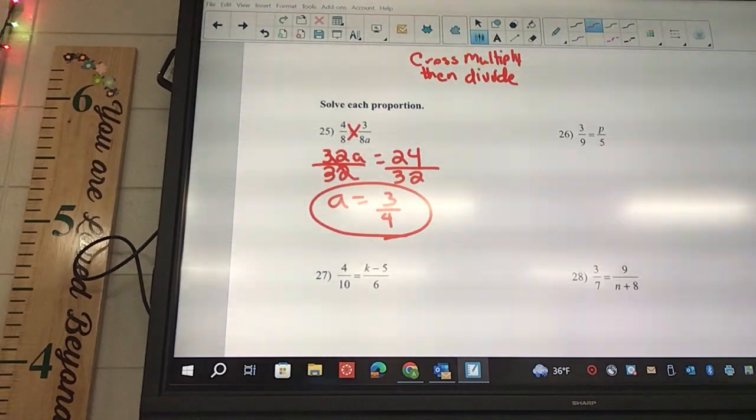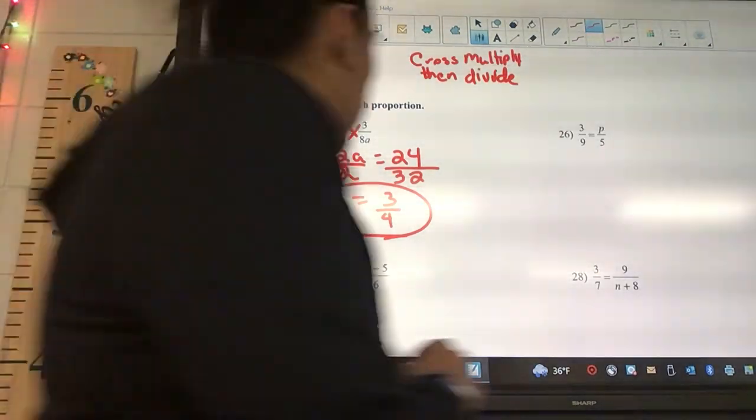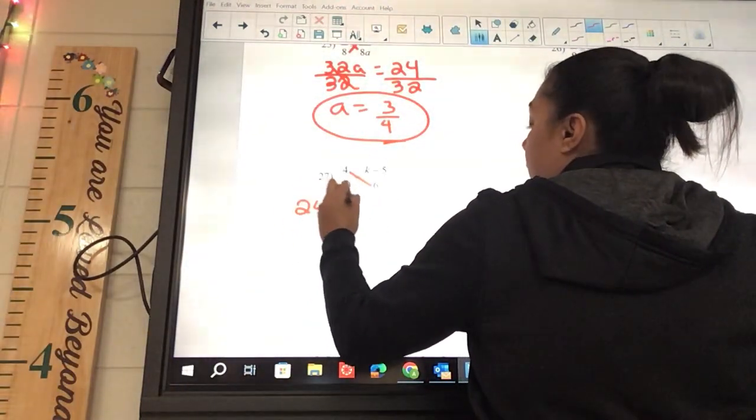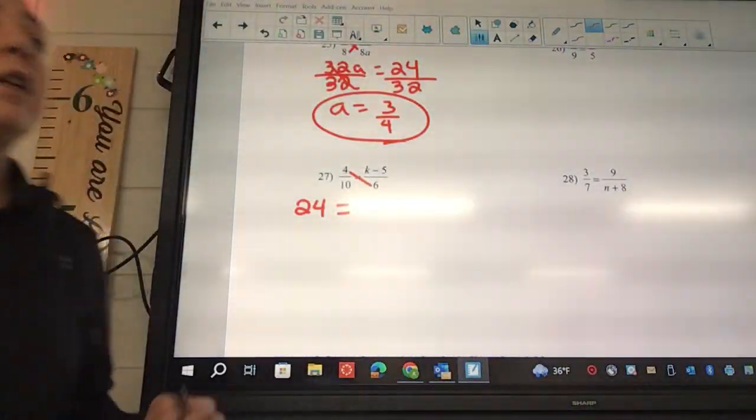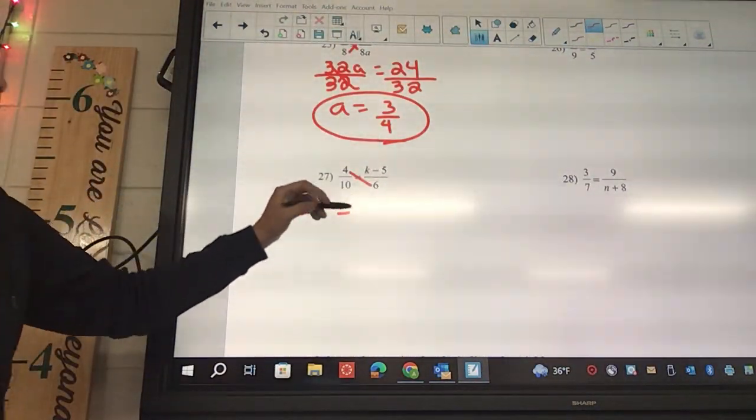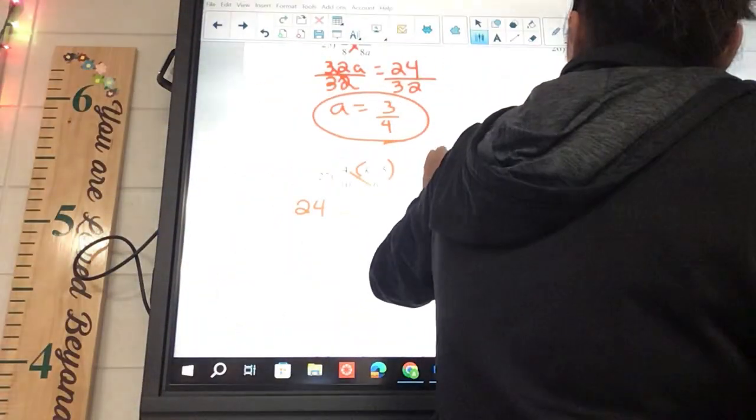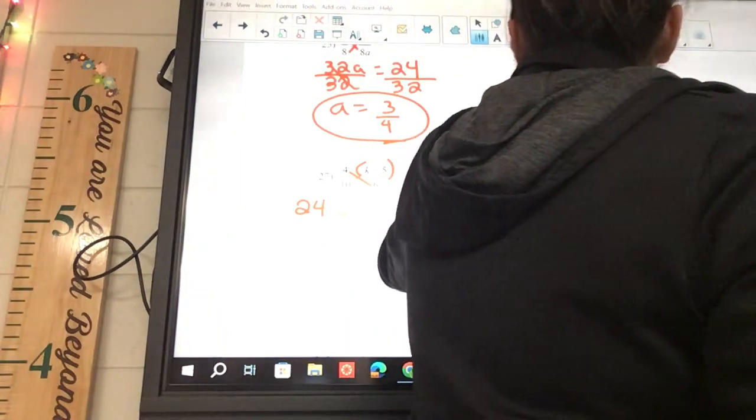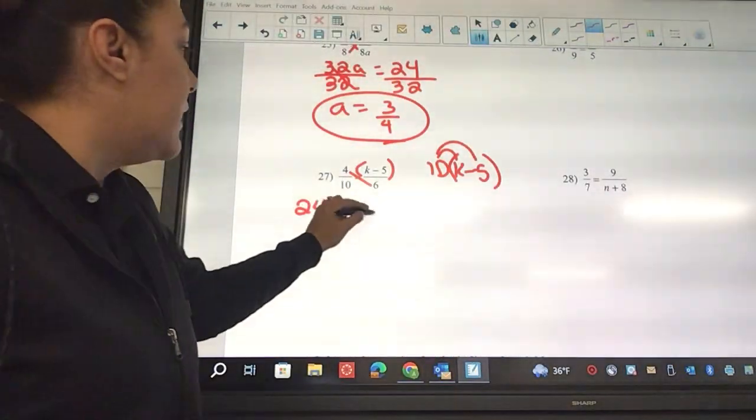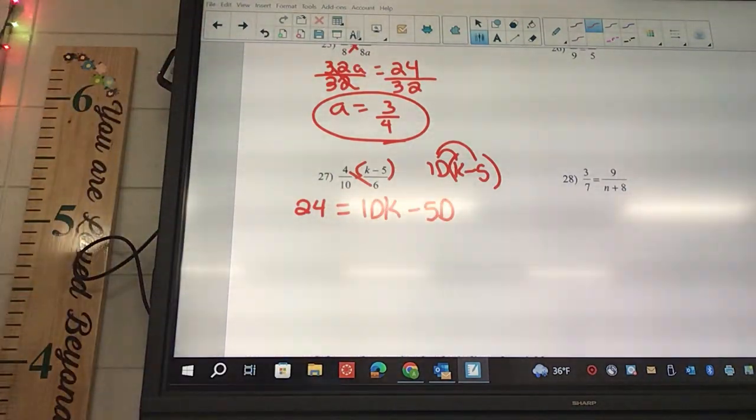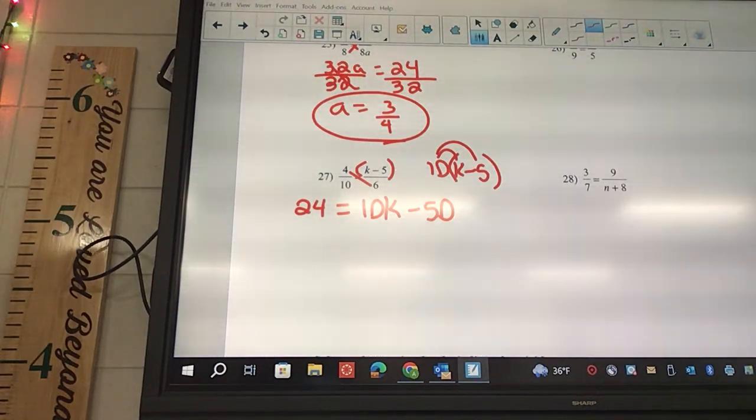Okay, 27. We're gonna cross multiply. So 4 times 6 is 24. Okay, when we do this other one, see how he's got 2? Okay, so you gotta do like, really it looks like this. 10k minus 5. Okay, so you really gotta go like that. Okay, so it's gonna be 10k minus 50. Okay, and so if we're looking at this, you can't just straight up divide. Okay, so what needs moved? The 50.